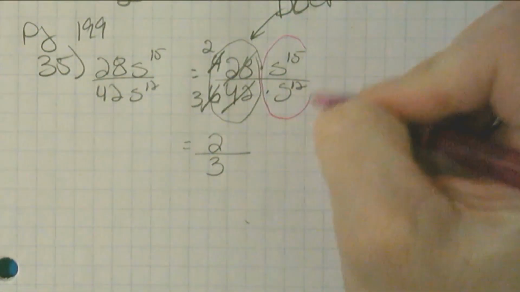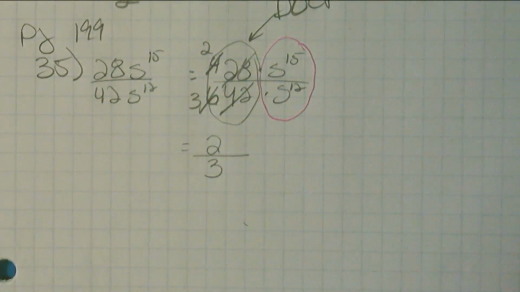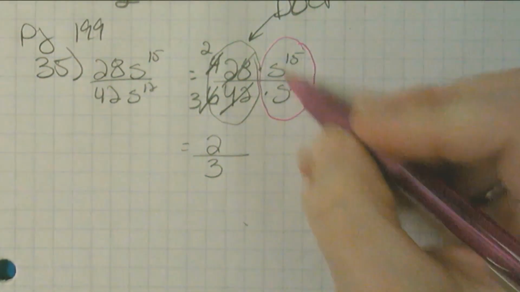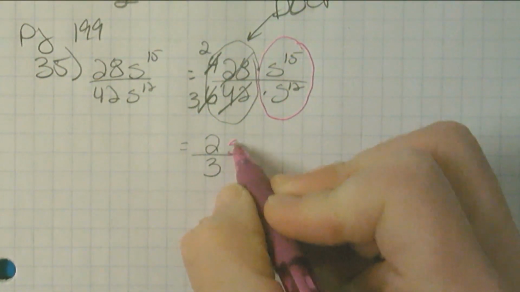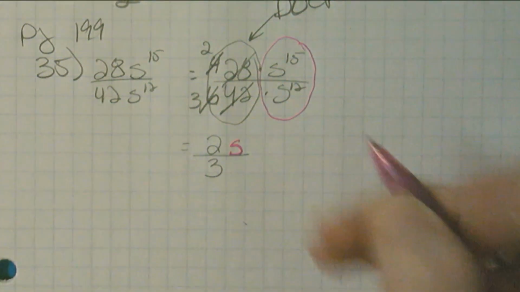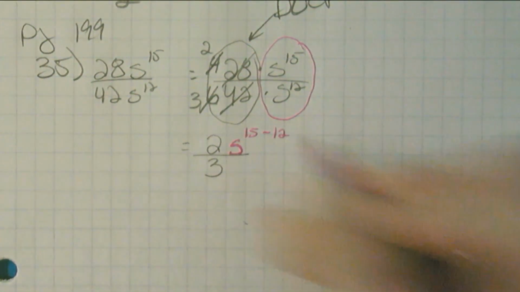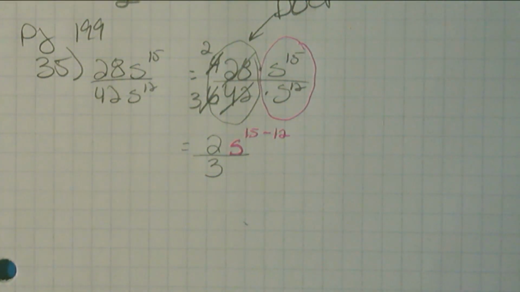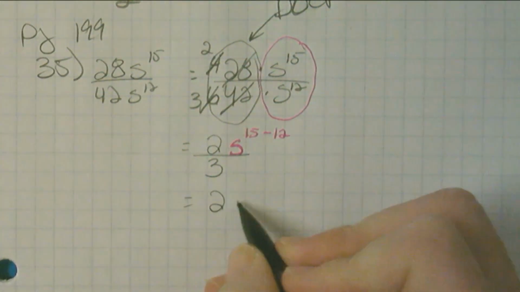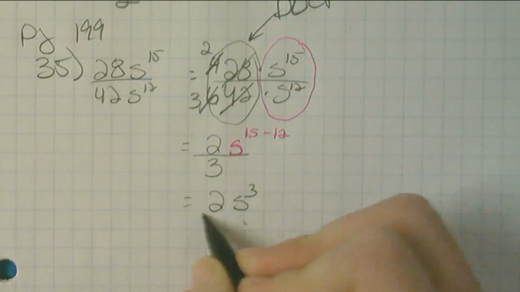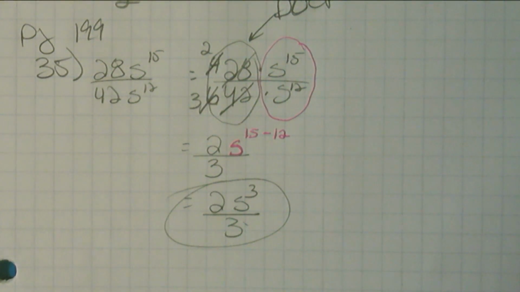Now, I have s's in my numerator, I have s's in my denominator. So I'm dividing two numbers with the same base. I keep the base in the numerator, and I subtract the numerator exponent minus the denominator exponent. All right, so I end up with 2s to the 3rd over 3. Does that help you? Awesome.